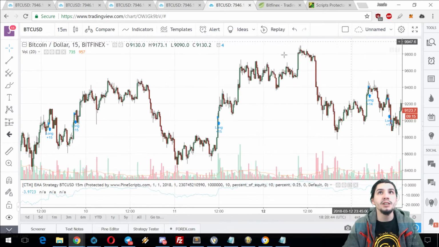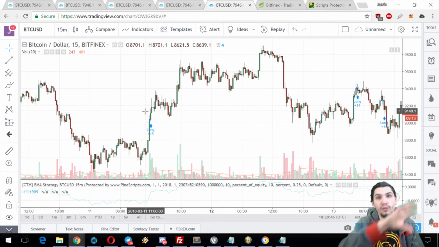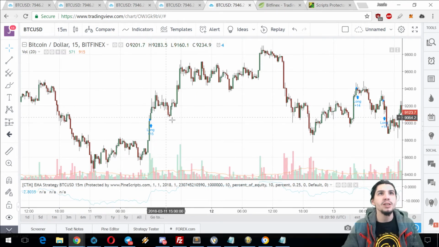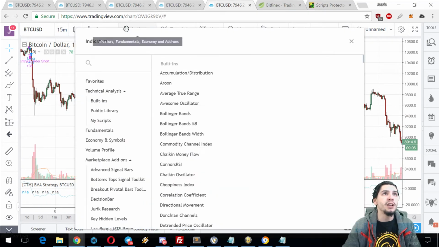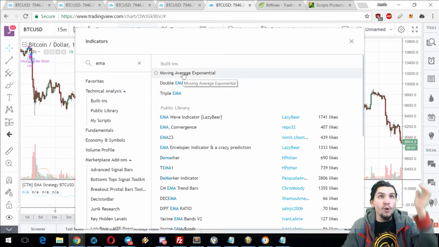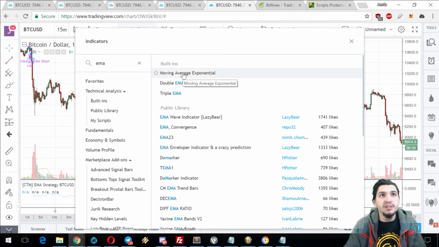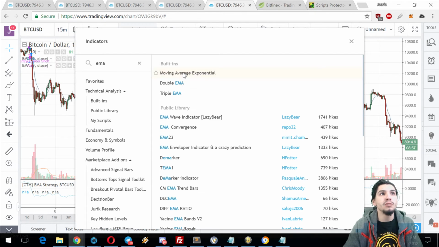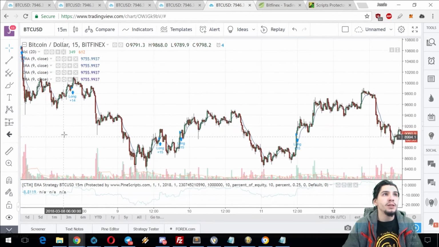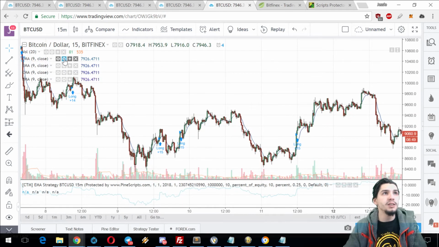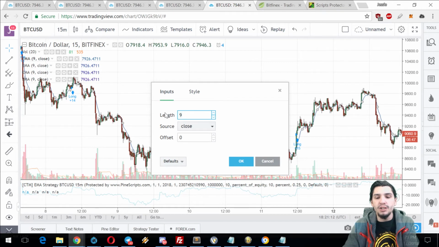But if you want to set up your view to actually follow along with the same parameters as the algorithm is using, go into your indicators, okay, and we're going to type EMA, and I'm going to open 4 of them. If you only have a free subscription, you're only going to be able to open 2 of them, but I'm going to open 4 because I have a paid membership. Okay, and it's going to open 4 EMAs. So we're going to set this up just like our EMA trading strategy that we already did.